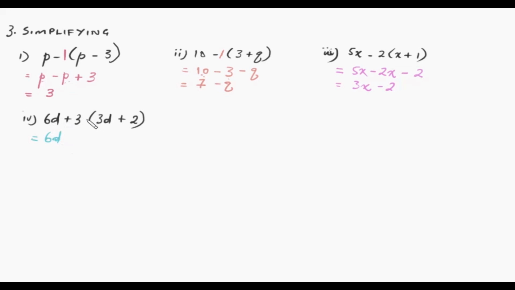Now here we have multiplication. Positive 3 times 3d is going to be positive 9d. Positive 3 times positive 2 is going to be positive 6. Okay? So we simplify this, 6d plus 9d is going to be 15d plus 6. So it's simplified like that. Okay? Now, that is basically how we simplify. Okay. Now we move on.